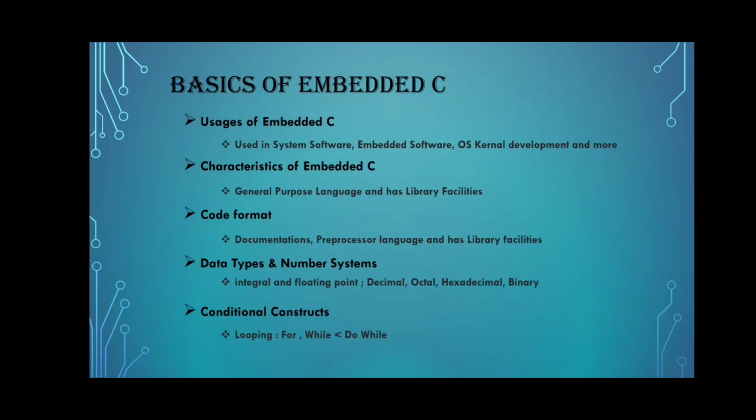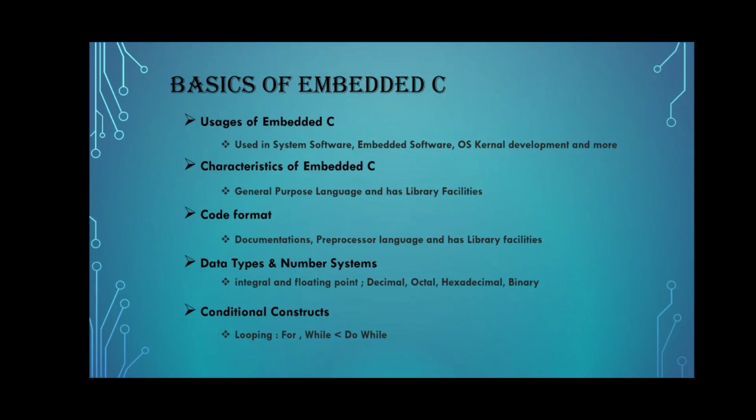Basics of Embedded C. Uses of Embedded C: it is used in system software, embedded software, operating system kernel development, and more. Characteristics of Embedded C: a general purpose language that has library facilities. Code format: documentation, preprocessor directives, and library facilities.